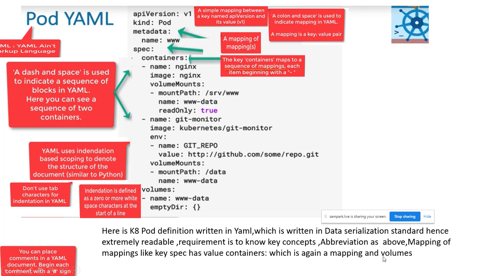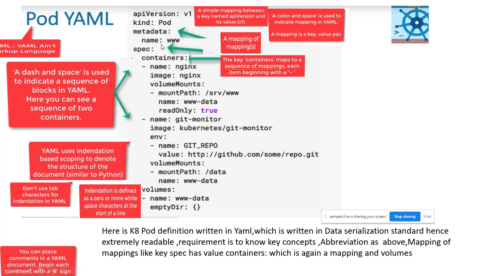And the other thing is basically mapping of mappings. This is another key thing here. If you see here, this is a simple thing: API version and v1. This is one key value pair, one key and one value. But if you see metadata, metadata has a mapping of mappings. It has a name, it has a spec, and then it has containers.